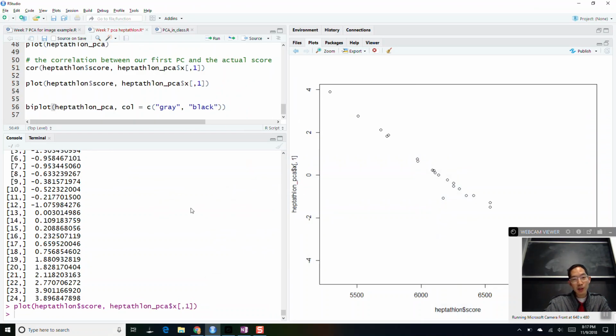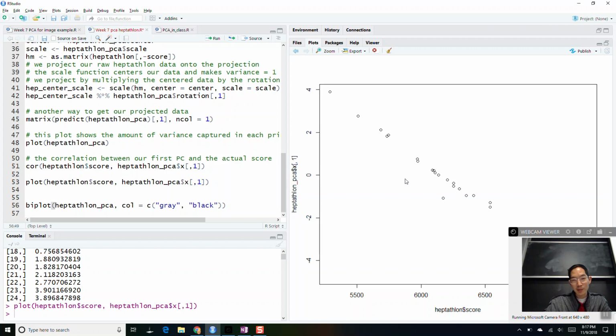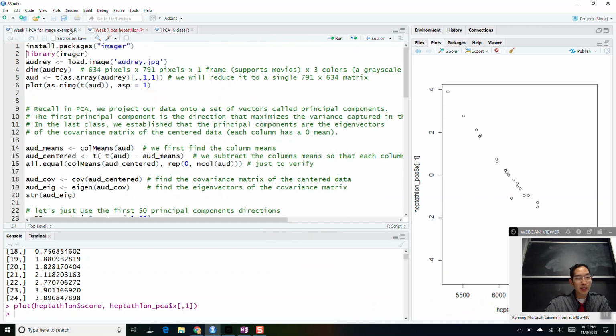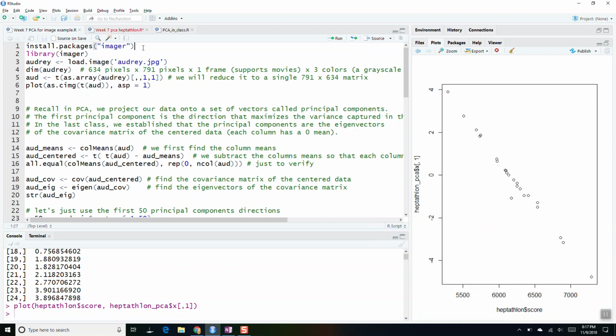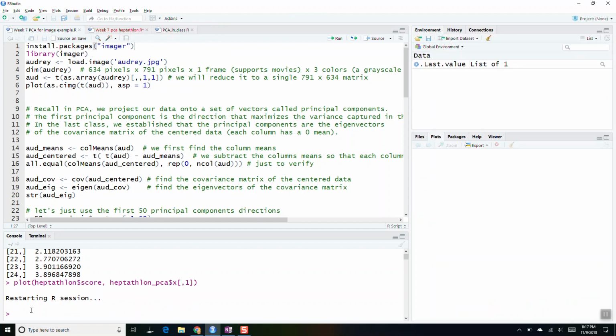I want to show something else. In my mind, this is kind of fun, and this is not done in real life, but it also shows the effectiveness of principal components analysis. So let me close this out. I'm going to restart R, and clear everything out.